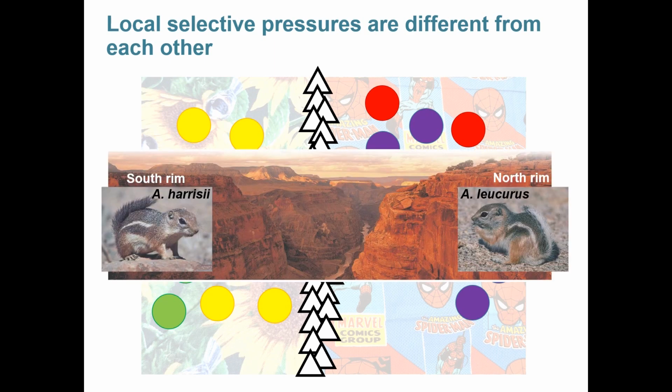An example of this is in different ground squirrels that exist near the Grand Canyon. They were originally separated when the canyon formed and are no longer able to interbreed. They now look a little bit different from each other and have completely different behaviors. And this is a good example of allopatric speciation.